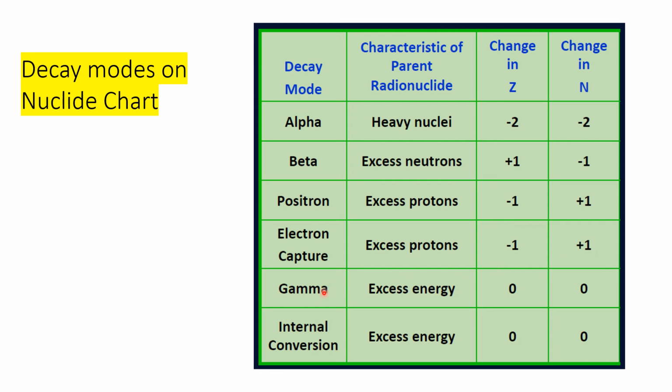For gamma decay, there is excess energy, and there's no change in N and Z. And then for the competing process of gamma decay, which is internal conversion, you have still excess energy characteristic of the parent nuclide, and no change in Z and N. As you can see here, this beta that you are referring to is beta minus decay, and this positron decay is beta plus decay.